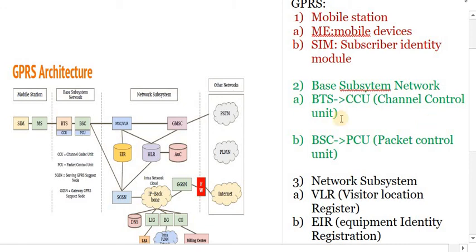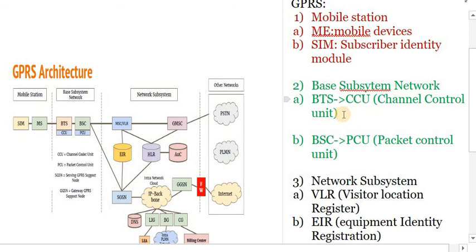Now, another component is the base subsystem, the second component of our GPRS architecture. In the diagram you can see two components, BTS and BSC. BTS and BSC are also in GSM, so the working flow, services and functions provided by these components are the same as in GSM technology, but certain functionalities are also included. BTS is served with the CCU, the channel control unit, and the BSC, the base station controller, is engaged with the PCU, the packet control unit.